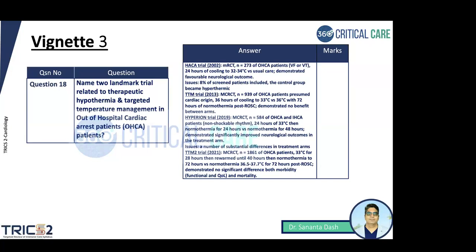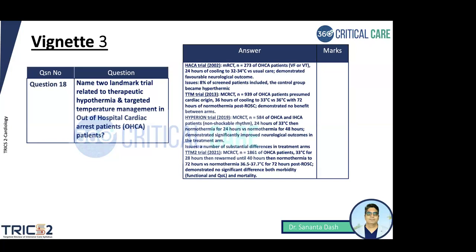So the HACA trial is a multi-center randomized trial of 273 patients, which looked at out-of-hospital VF and VT, with 24 hours of cooling to 32 to 34 degrees versus the usual care. It showed some favorable neurological outcome, but had some intrinsic issues about it. So you need to read in detail. The summary of these trials is good in Life in the Fast Lane. There is a one-page summary of all the trials there.